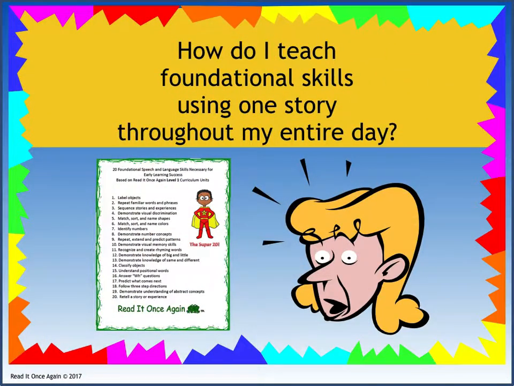How do I teach foundational skills using one story throughout the entire day? And how do I make the story last for a whole month? Well, here are some examples and ideas of how you might go about teaching foundational skills in a variety of situations.